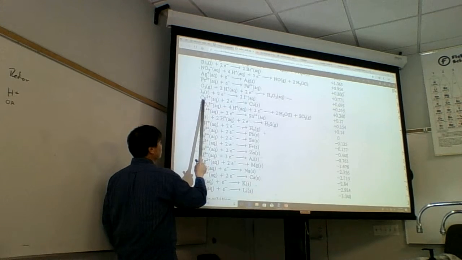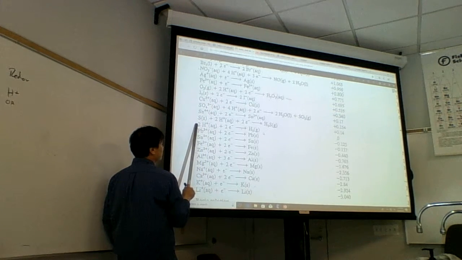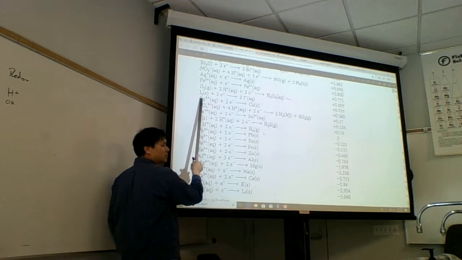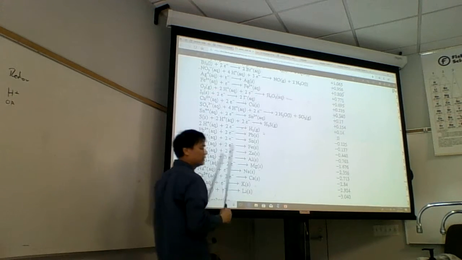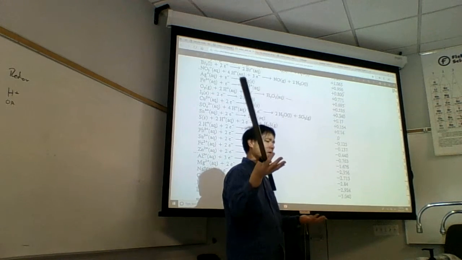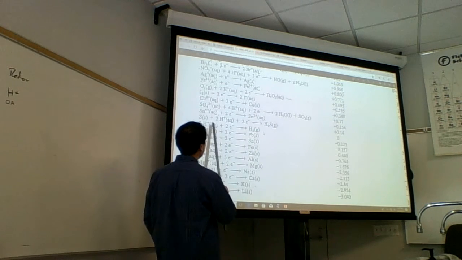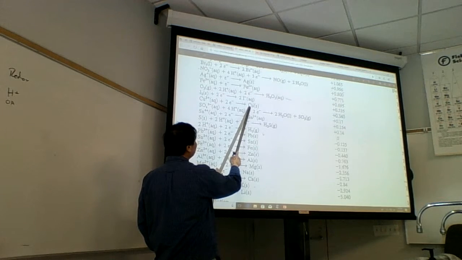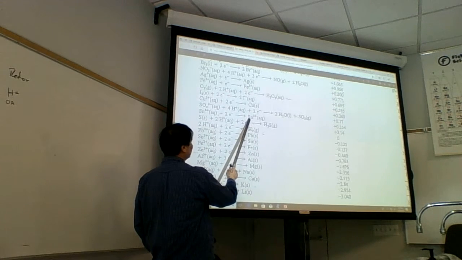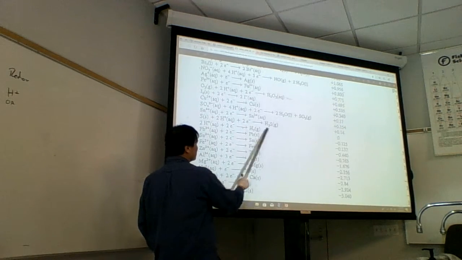Well, which one's stronger? Copper 2 plus or H plus? Copper 2 plus is stronger. And so we're going from a weaker oxidizer to a stronger oxidizer. Is that favorable? No. And so H plus will not oxidize copper. Will H plus oxidize tin too? Will H plus oxidize this? What's this called?